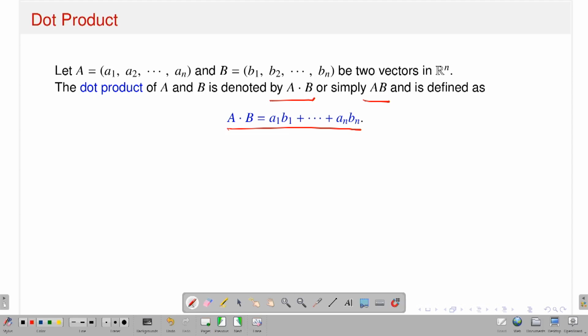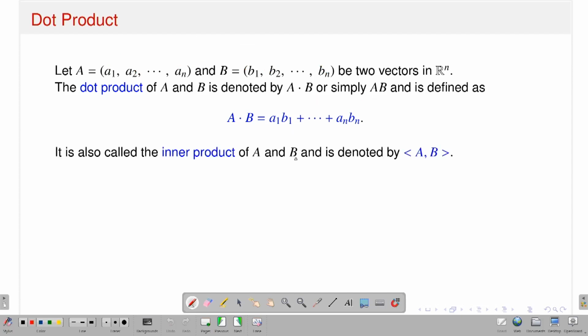That is, coordinate-wise you multiply and sum it: A1 B1 plus A2 B2 and so on up to An Bn. So this product is called the dot product. We will see some examples. It is also called the inner product of A and B and is denoted by the symbol less than A comma B greater than.